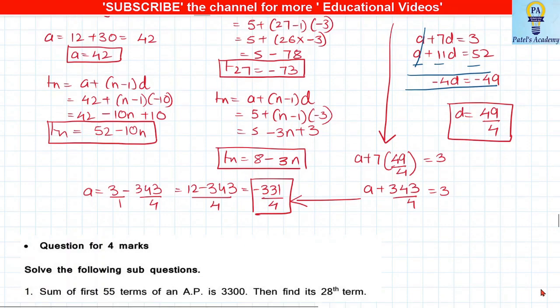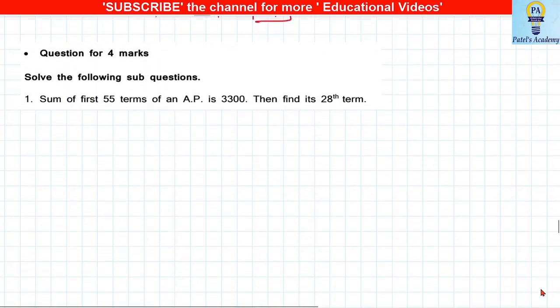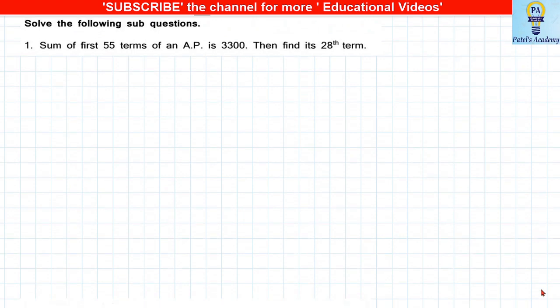Okay, let's see the next one. Question number 4. Now these are 4 marks each. Let's see the sum. Okay, students, this sum is very important, very important. They have given the sum of first 55 terms is 3300. So S55 is given as 3300, and you have to find out T28.